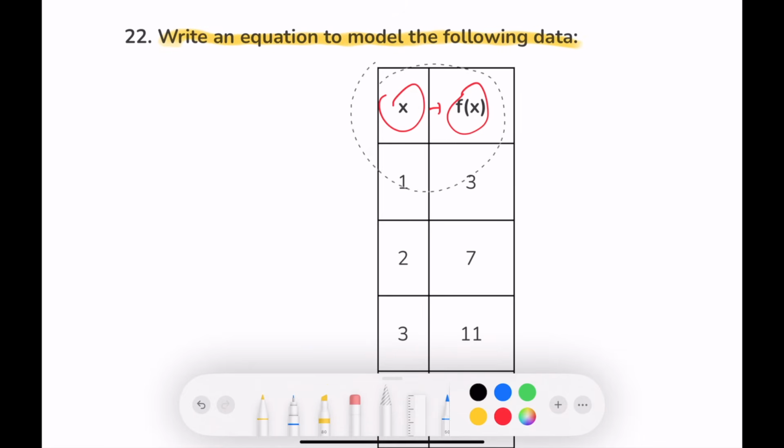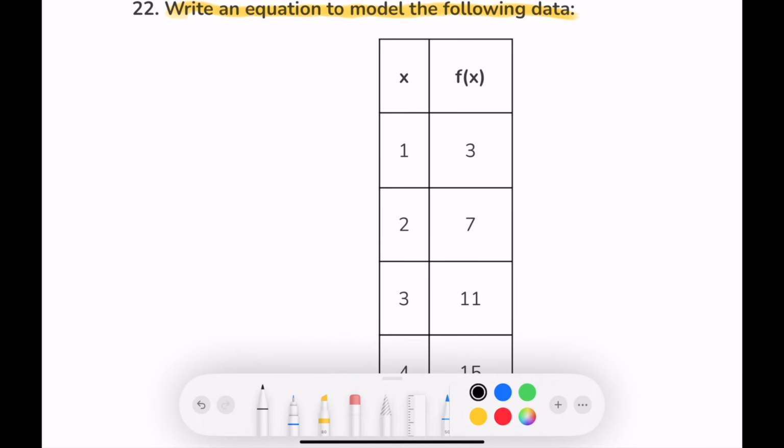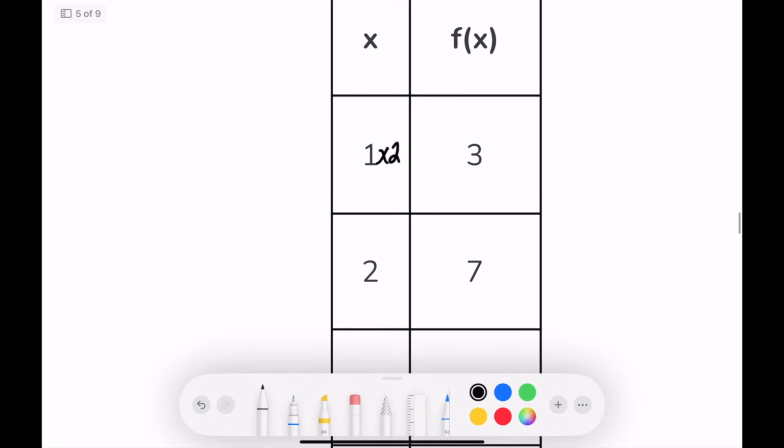So we need to, as our instructions tell us, write an equation to model this. So what equation? How do we do that? Well, in order to do this, we look at x and ask ourselves, how could we take other numbers and get 3 out of it? I like to keep it really simple at first. 1 times 2 equals 2. What if I added 1 to it? Hey, look at that, that's 3.